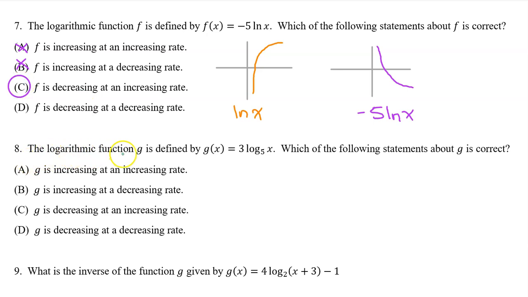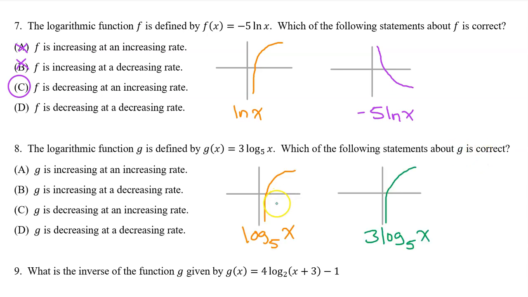Number 8. The logarithmic function g is defined by g of x equals 3 log base 5 of x. Which of the following statements about g is correct? The parent function log base 5 of x looks like this. A vertical dilation by a factor of 3 does not affect the look of this graph. So this graph is clearly increasing from left to right, and because the graph is concave down, that's a decreasing rate. So it is increasing at a decreasing rate, and the answer is B.